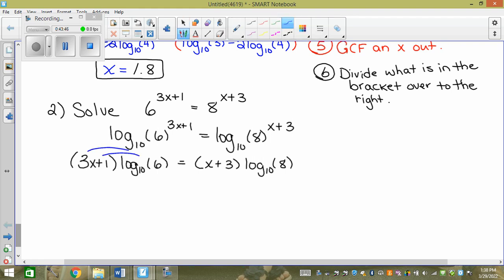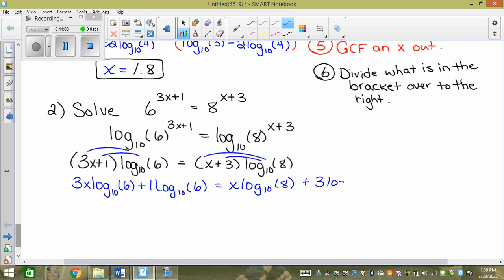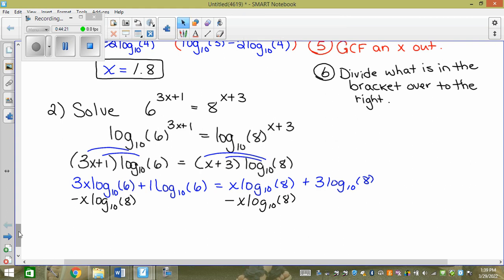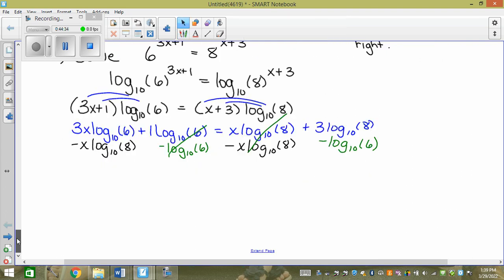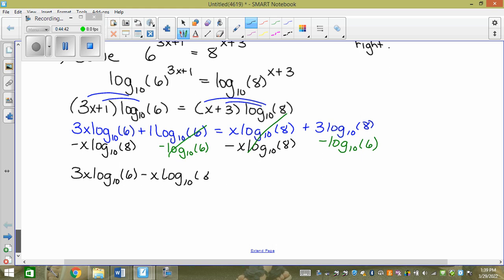Distribute. So we get 3x log base 10 of 6 plus 1 log base 10 of 6 equals x log base 10 of 8 plus 3 log base 10 of 8. And I'm going to minus my x log base 10 of 8 over. Minus my log base 10 of 6 over. So I'm going to get 3x log base 10 of 6 minus x log base 10 of 8. So the x's are together. 3 log base 10 of 8 minus log base 10 of 6.